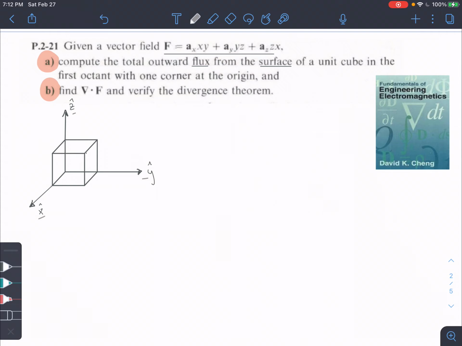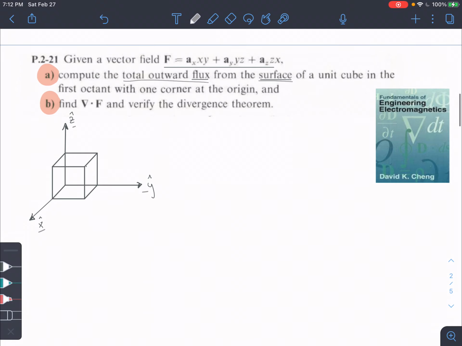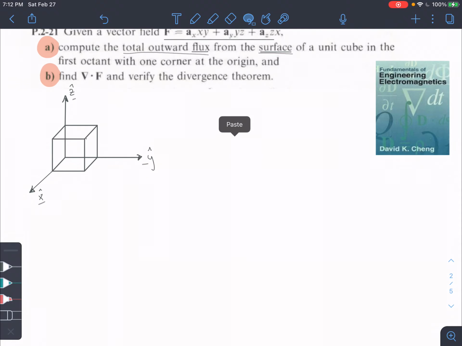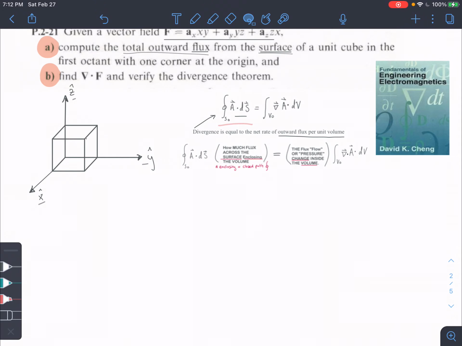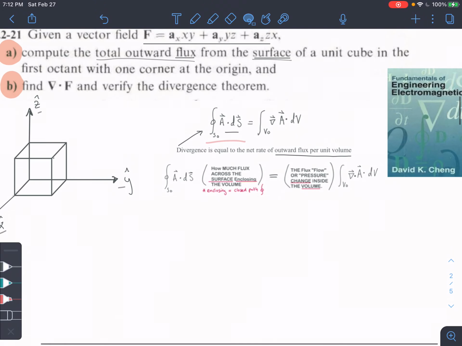Okay, so we have it in the first octant, and we're trying to find the total outward flux from the surface. So total outward flux should sound familiar. This is our definition for the divergence theorem. The divergence theorem is equal to the net rate of outward flux per unit volume. So what we're really trying to find here is the outward flux from the surface.